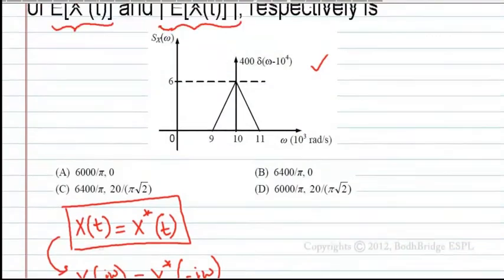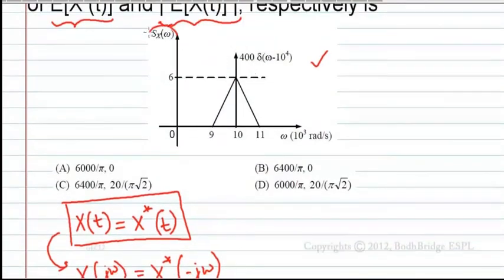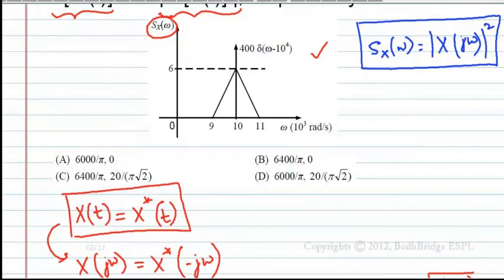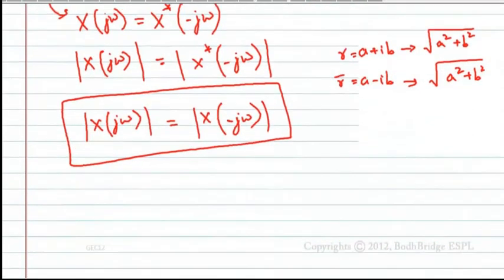Now, what has he given? He has given the power spectral density Sx of omega. What is power spectral density? Sx of omega is mod x of j omega square. Whenever you want to find power spectral density, always find the Fourier transform of the signal and take the mod of the Fourier transform squared. That gives the power spectral density.